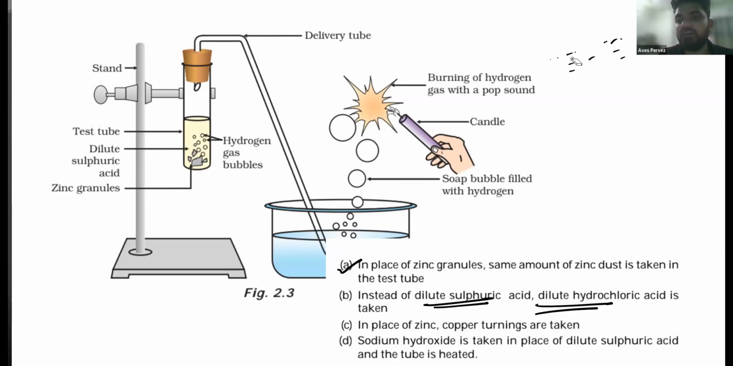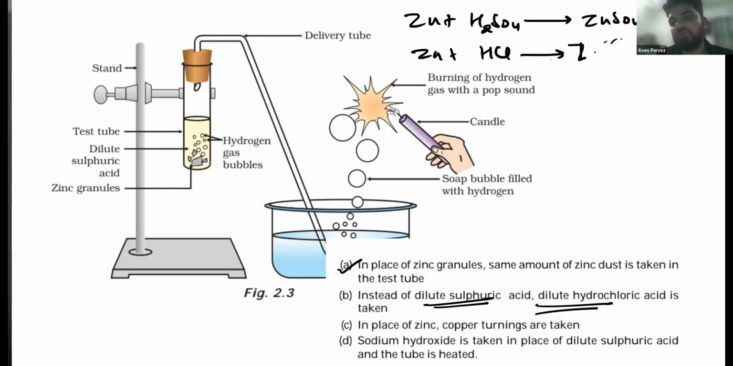Okay. Dear students, dilute hydrochloric acid is also an acid, so the reaction will proceed in the same way. Zinc reacting with H2SO4 forms ZnSO4 plus hydrogen gas. And similarly, zinc plus HCl forms ZnCl2 plus hydrogen gas. But here you have to balance this one too. Now this is balanced. So we can simply say that the hydrogen gas will be produced.